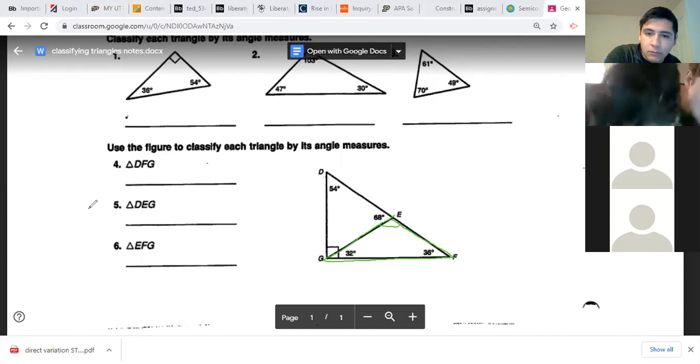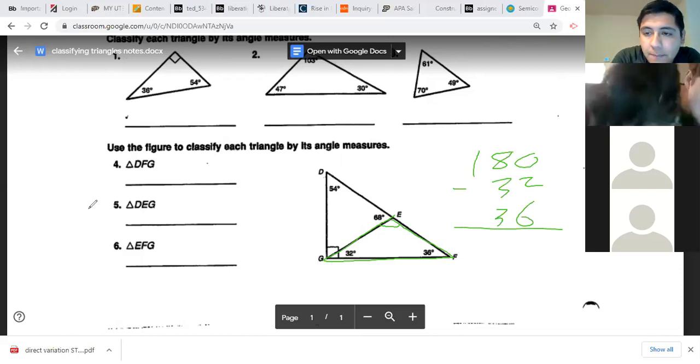You can minus 32 and 36, so 180. Right, we could do that. Remember that all the angles inside have to be equal to 180. So we subtract 180 minus 32 minus 36. 112. Right, 112. So if it's 112, what kind of triangle is it? Obtuse.